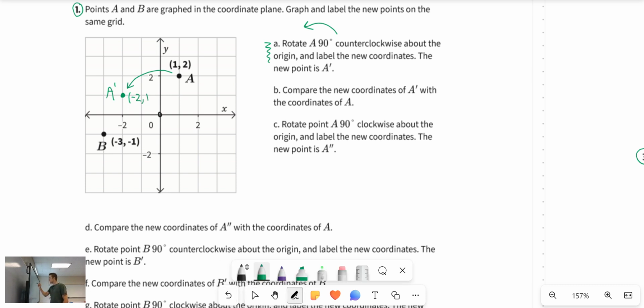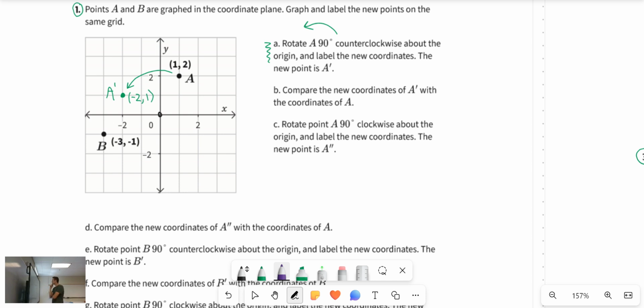I don't love how that last parenthesis drew, so there we go. -2, comma 1. You know what? I'll do it one more time, just to really make sure. There we go. That'll work. All right. For part B, let's switch to purple.